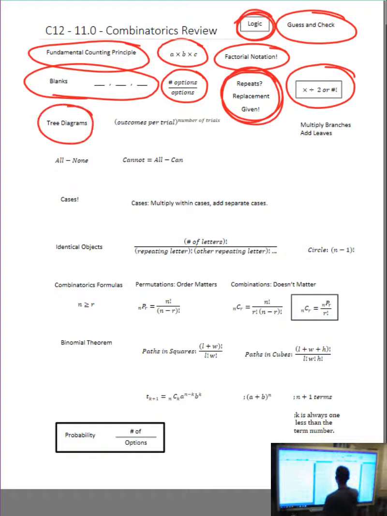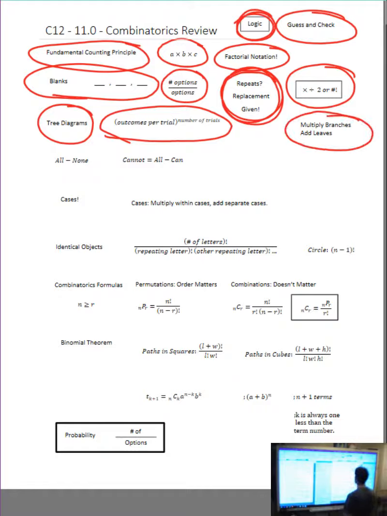Tree diagrams, drawing the tree diagram, seen a couple times. Using the formula outcomes per trial to the exponent number of trials. Remember, when using tree diagrams, we multiply within the branches and add the leaves. Don't forget all minus none, or the ways you cannot do something: all the ways you can do it, minus the ways that you can do that thing that you cannot.